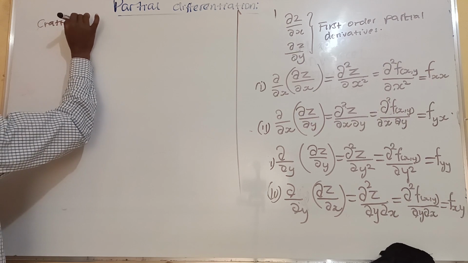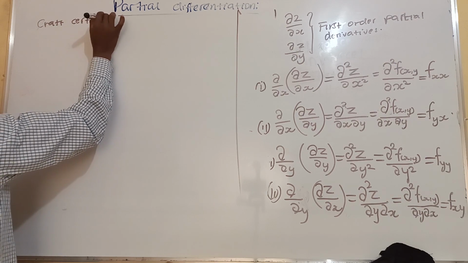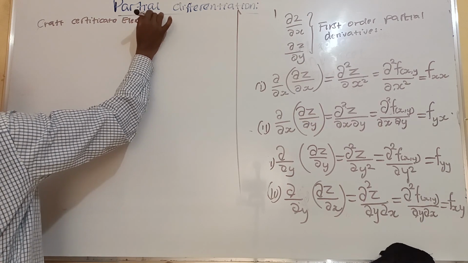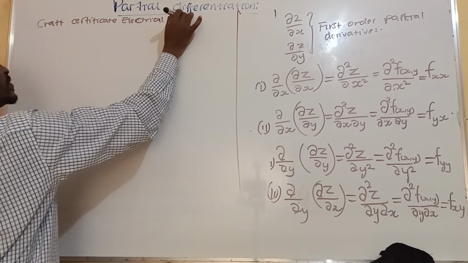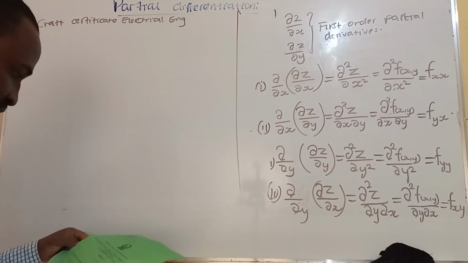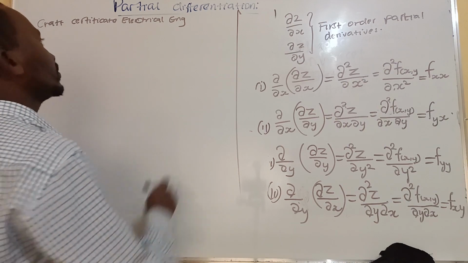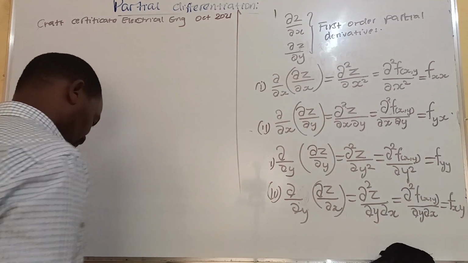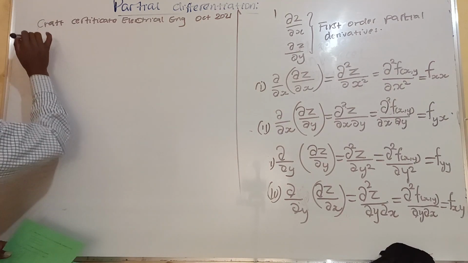Club certificate, electrical, ENG. Which year? October 2021. October 2021. Which question? 7a.